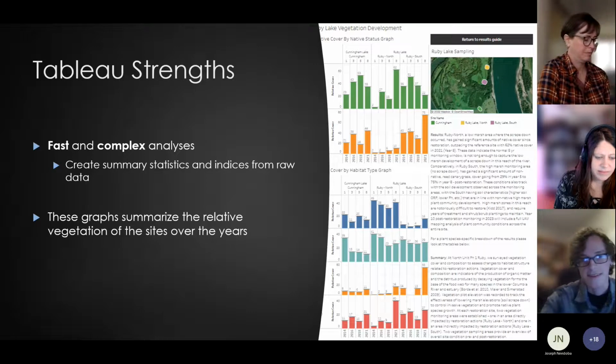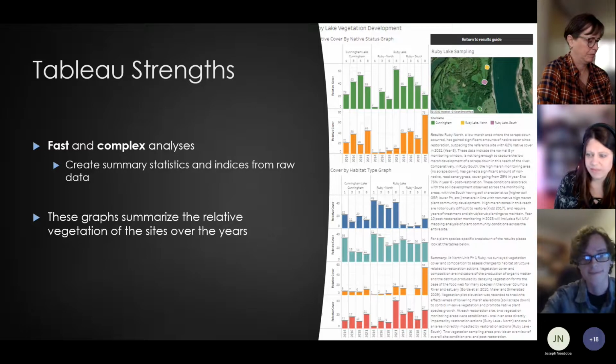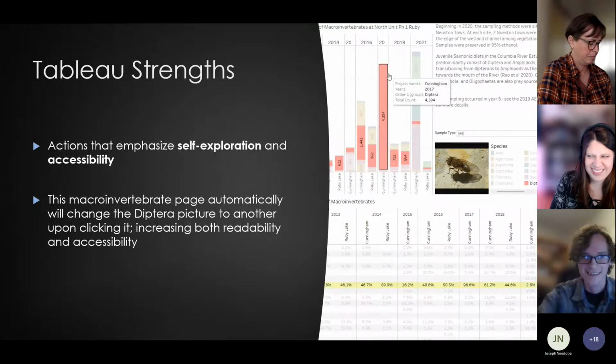Tableau is also really good at creating summary statistics and indices from the raw data quite quickly and easily. So these graphs summarize the relative vegetation of Ruby Lake and Cunningham Lake over the years. You do this once and you never have to do it again, basically. You just update the database. It's all good.